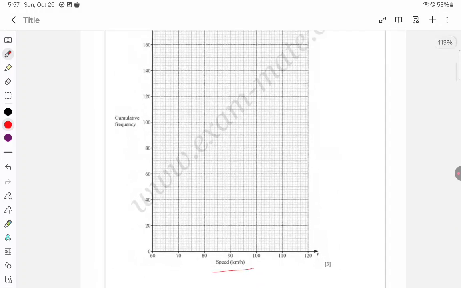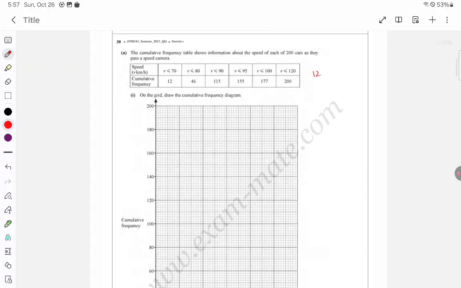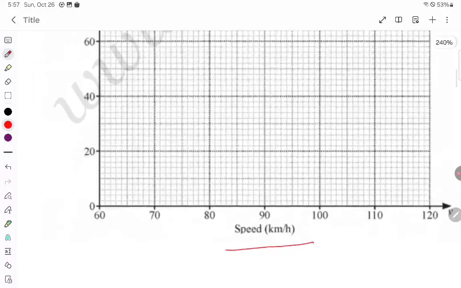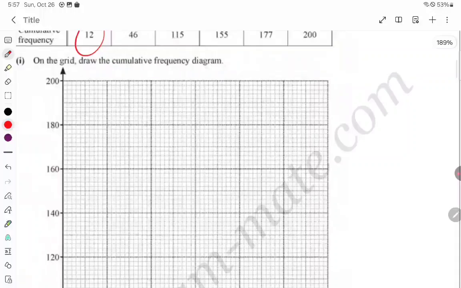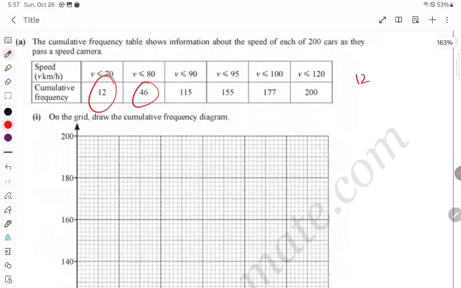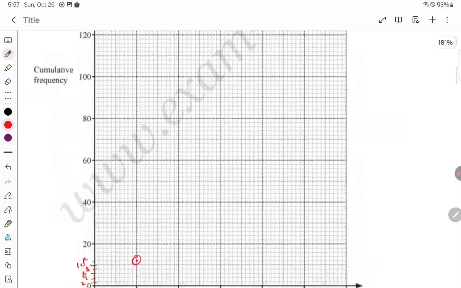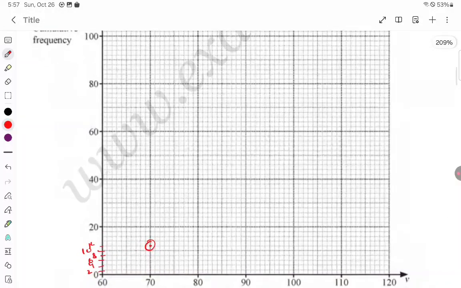First value we get at 70 is 12. So I guess this is 2, 4, this is our 10, 2, 4, 6, 8, 12. This is our 12. We get our first point, 12 at 70. For the second point, 46 at 80.